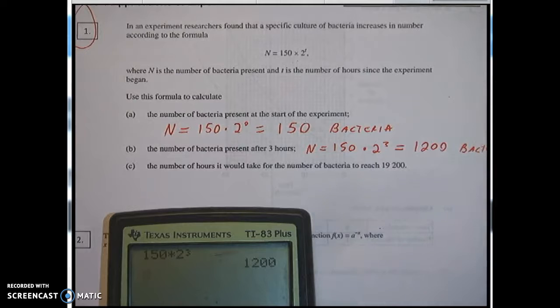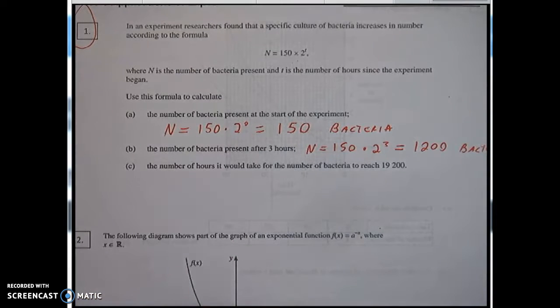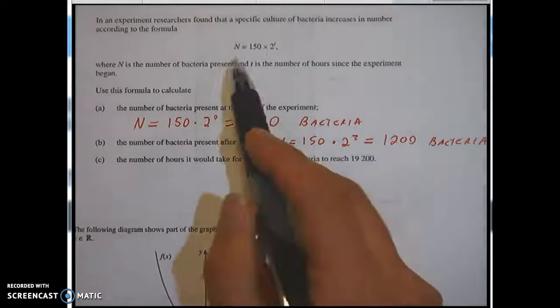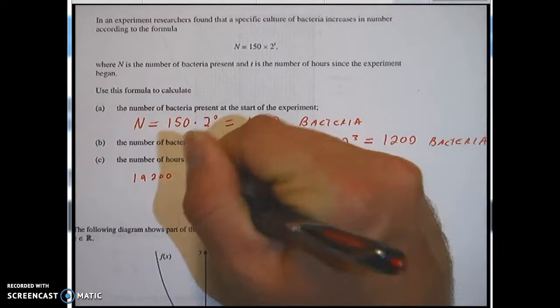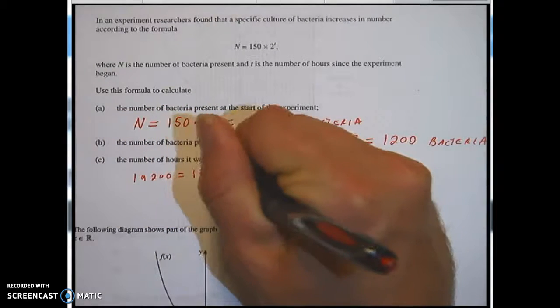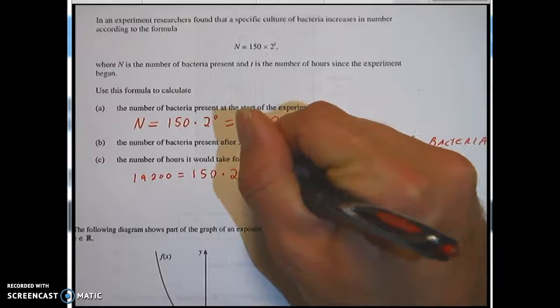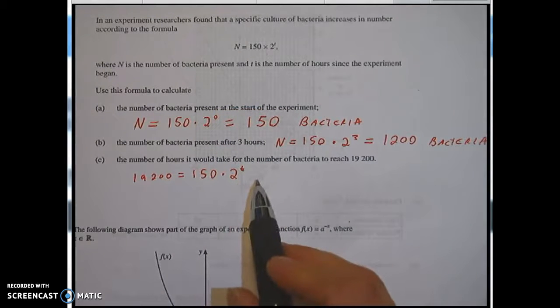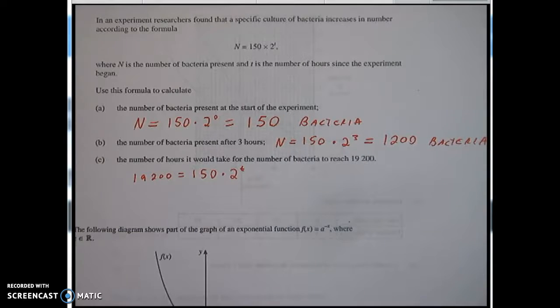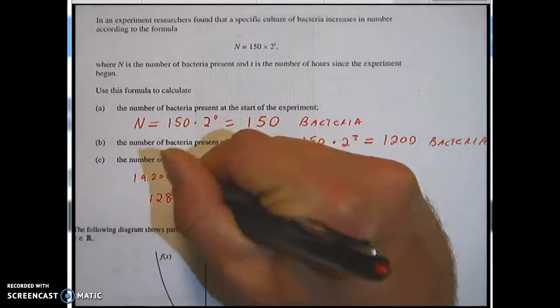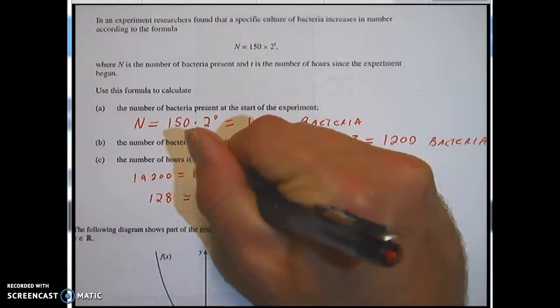And then part C here says the number of hours it would take for the number of bacteria to reach 19,200. So I'm just going to plug in 19,200 for the value of n there. 19,200 equals 150 times 2 to the t power. I need to get that t by itself, so I'm looking for the number of hours. So I'm going to divide both sides by 150. So 19,200 divided by 150 is 128, which equals 2 to the t power.